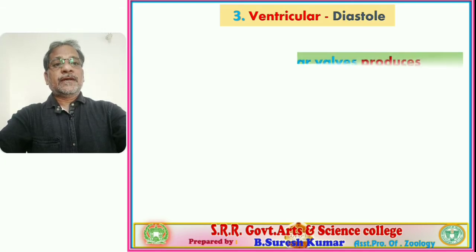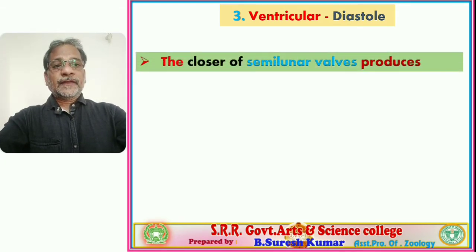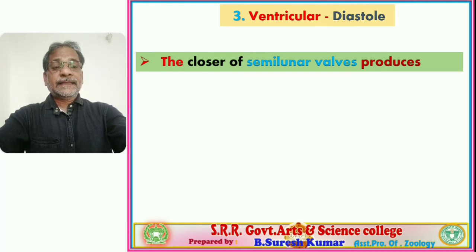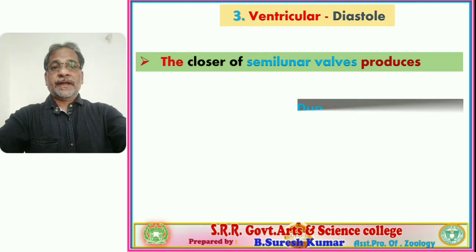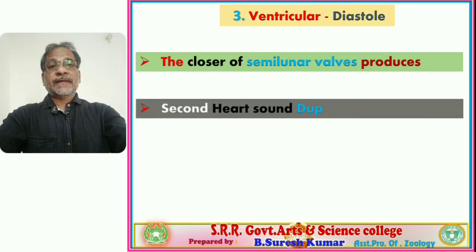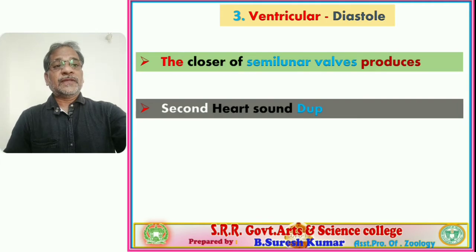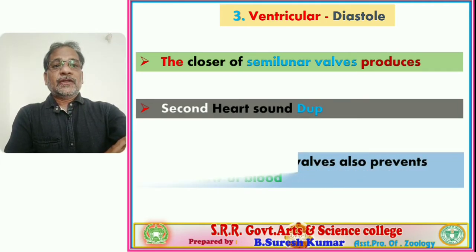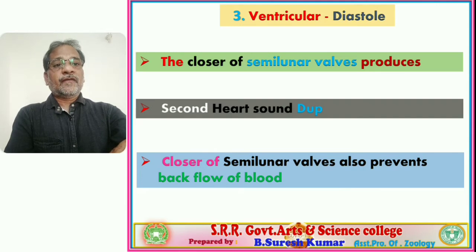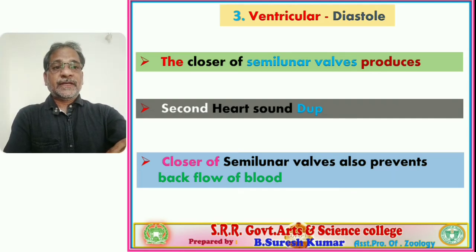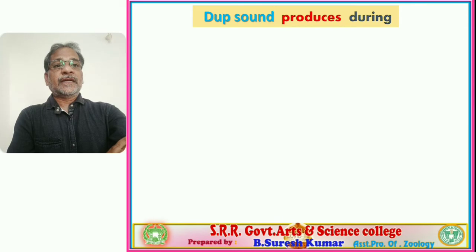Now the closure of semilunar valves creates one more sound in the course of the cardiac cycle. That is considered the second heart sound. Right? So the closure of the semilunar valve prevents backflow of the blood. Remember, from the aorta back into the ventricle, it prevents the reversal flow of blood. So when the semilunar valves close, the second heart sound is produced.